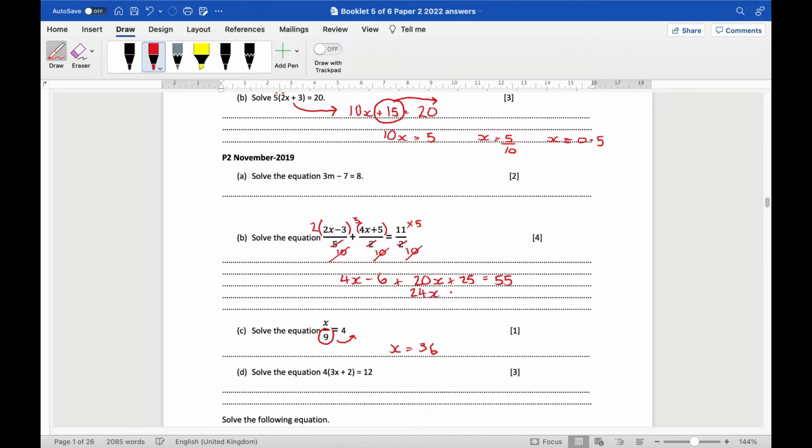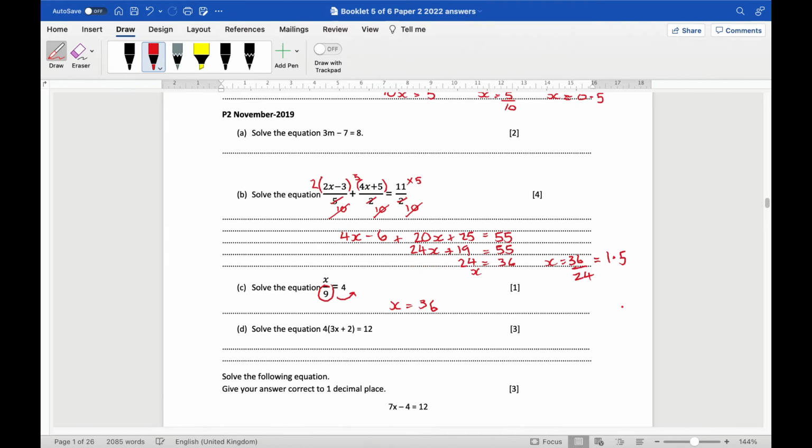Now a little bit of simplifying. 24x plus 19 by collecting my x's together and my number terms. Take the 19 away from 55, gives me 36. Sorry, that should say 24x. So x equals 36 over 24. Now if this were non-calculator, I would leave it like that. But because I've got a calculator, if I put that in my calculator, it comes out to be 1.5.